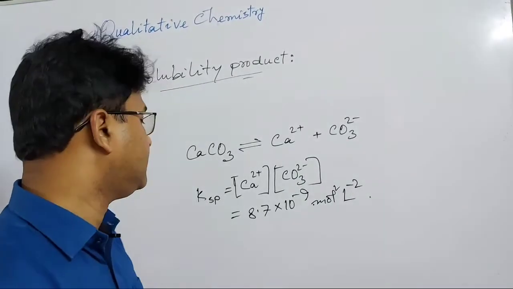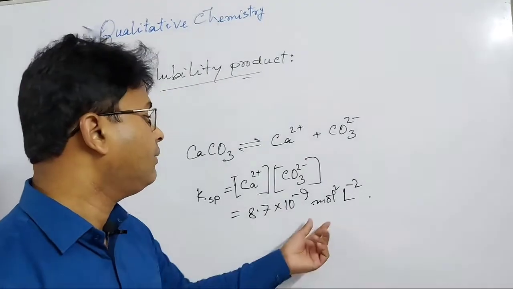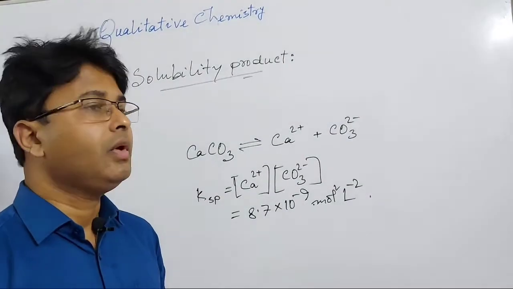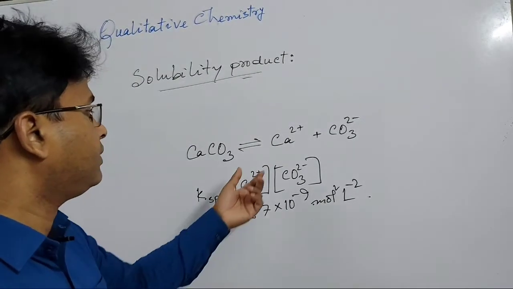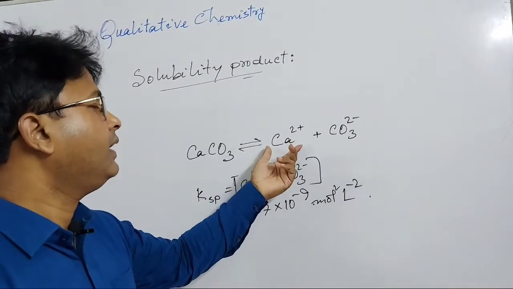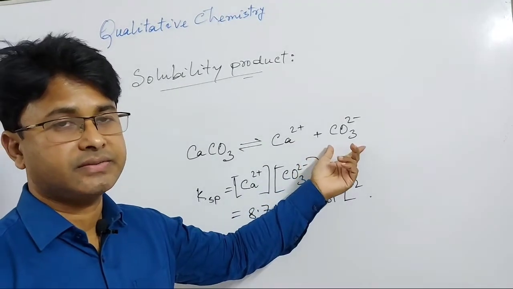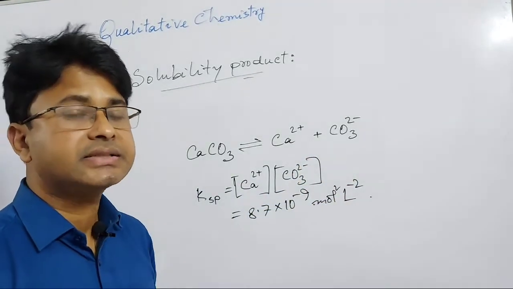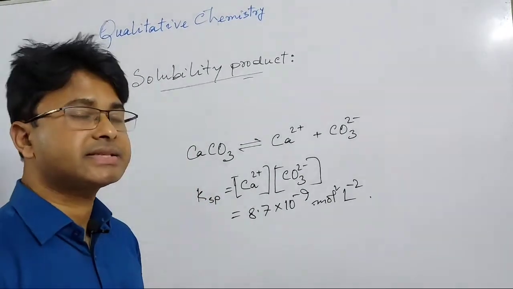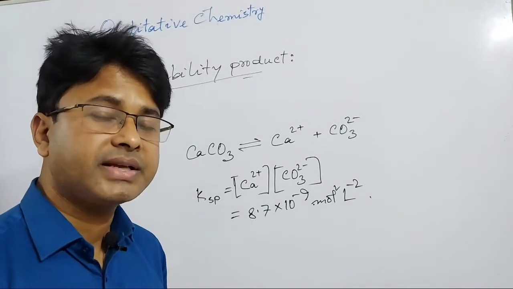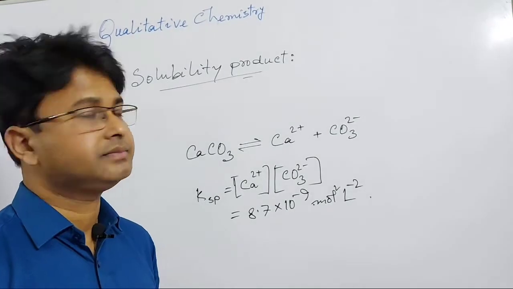So the solubility product of calcium carbonate is 8.7 × 10^-9 mol² L⁻². What does it mean? It means the molar concentration of calcium ion times the molar concentration of carbonate ion in the saturated solution of calcium carbonate is 8.7 × 10^-9 at a definite temperature.